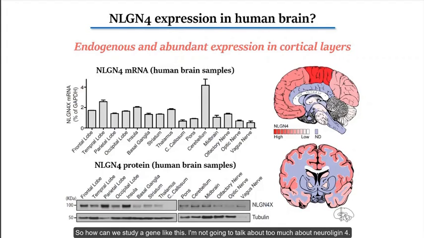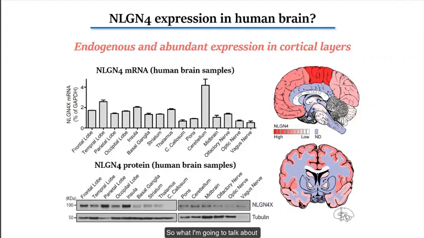So I'm not going to talk too much about neuroligin 4. I'll come back to it later on. But I'm just trying to give you an example of how we can study a gene that is poorly conserved and poorly expressed in mouse models, but very highly expressed in the human brain and associated with disease.